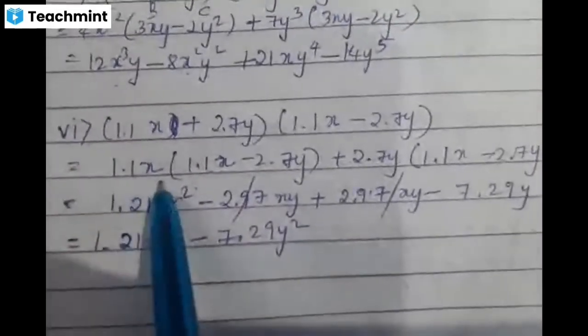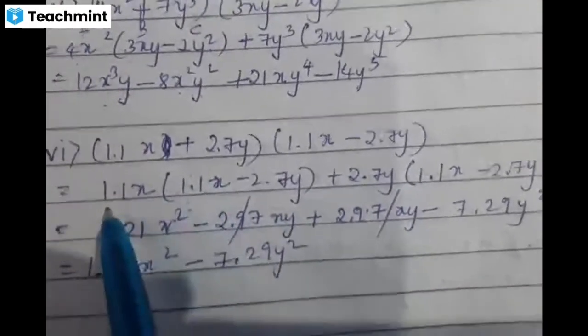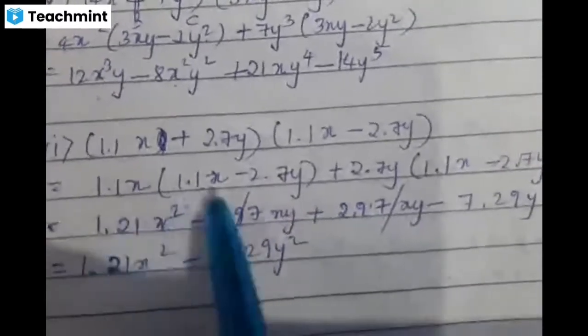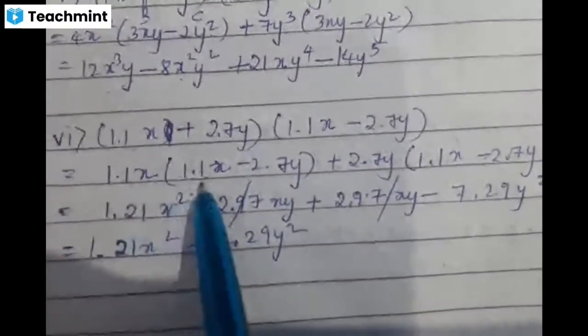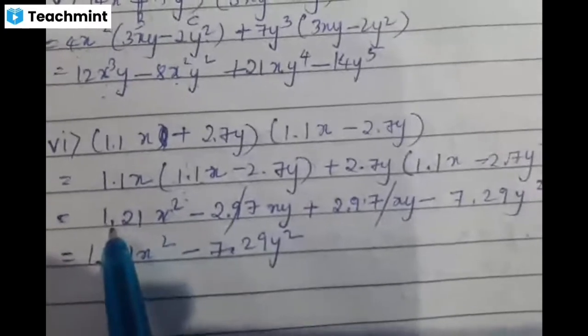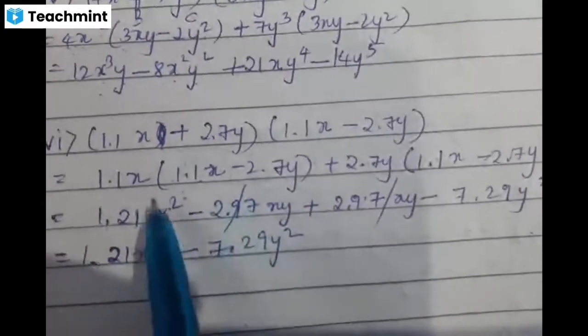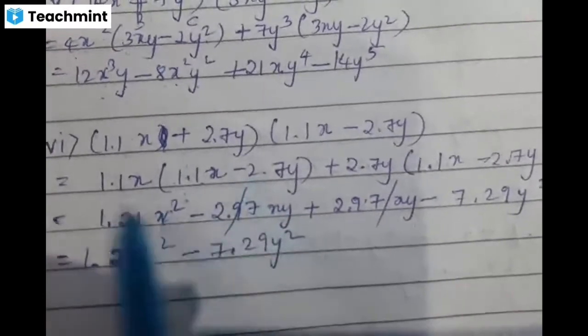So 1.1x into 1.1x. In rough work, you have to multiply 1.1 into 1.1, children. If I remove the decimal point, you get 11 and 11. 11 11s are 121. After decimal point, you should have two digits. So here 121 are right. I count from the right side 1, 2 and keep the decimal point. So I get 1.21. X into x is x square. Here you have minus sign.